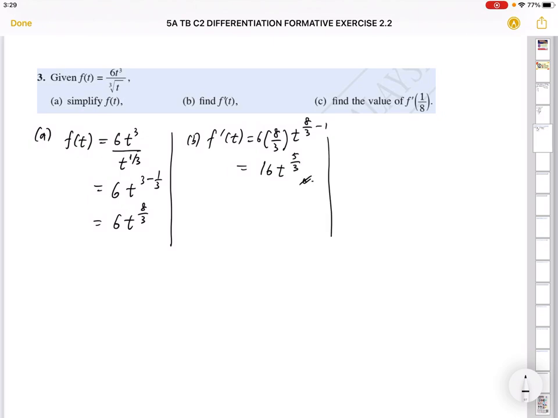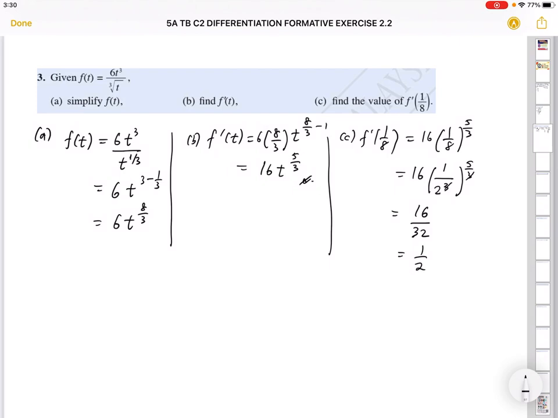Okay, C, find the value of f'(1/8). So when we substitute 1/8 inside, 1/8 is simply, we can think of it as 1 over 2^3. There's a 5/3 here. We can cancel them. You're left with 2^5. 2^5 is 32. When you simplify further, you get 1/2.